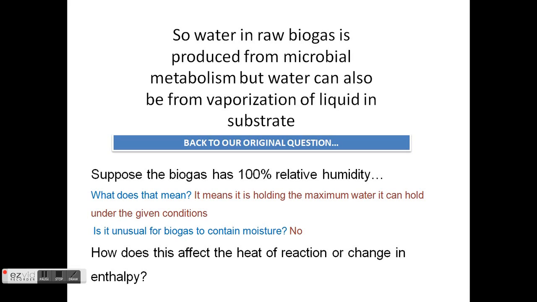And water can also be produced from vaporization, depending on the temperature of your system. Vaporization of the liquid in the substrate. So our question says biogas has 100% relative humidity. It means it's holding the maximum water it can hold. Is this unusual for biogas to contain moisture? No, it's not unusual. It's very, very common. And usually the biogas is cooled down and the water is condensed out, and sometimes other mechanisms are used to dry.